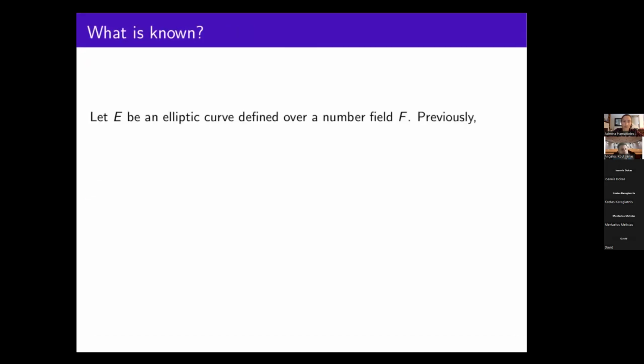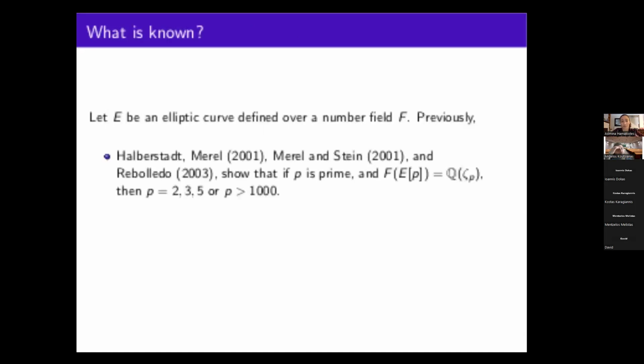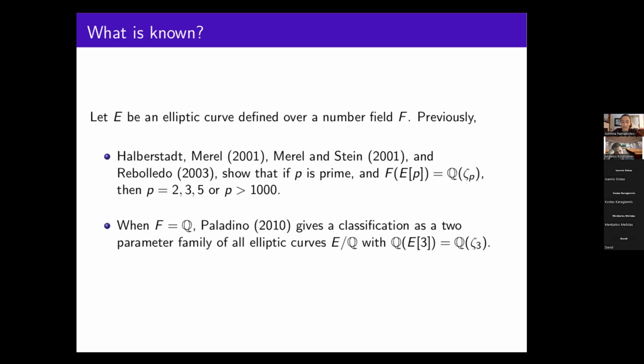Okay, so what has been done? Previously, Halberstadt, Morel and Stein, and Rebolledo showed that if p is prime and F(E[p]) equals Q(ζ_p), then p is 2, 3, 5, or it's greater than 1,000. When F is Q, Palladino gives a classification, as a two-parameter family, of all elliptic curves E over Q where the third division field equals the third cyclotomic field.